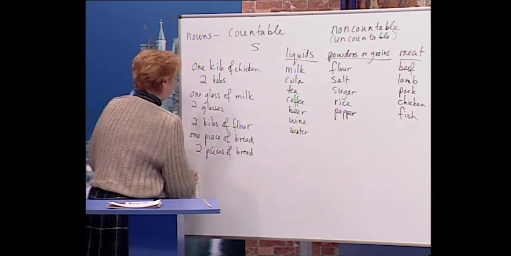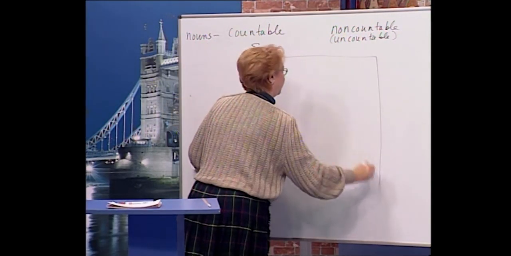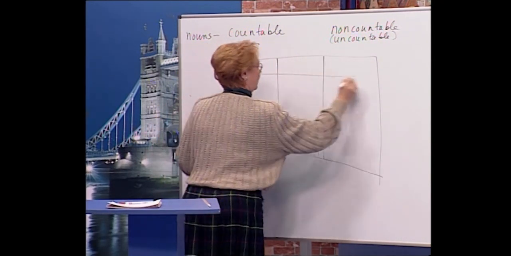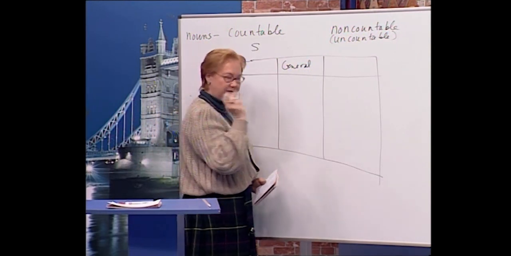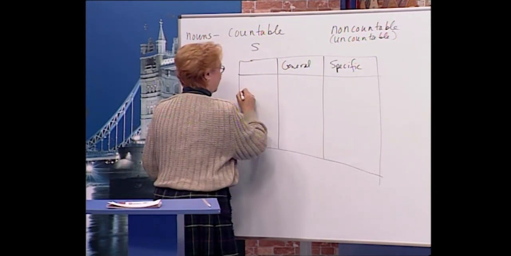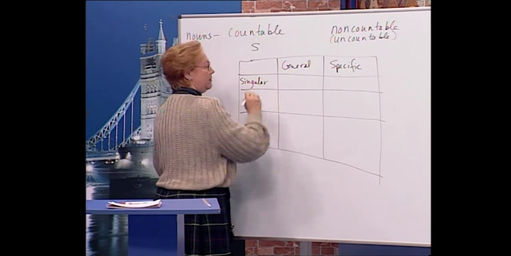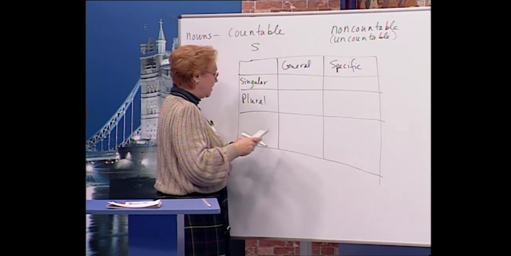Now, I want to talk about articles with these words. We saw articles before, and I'll show you this beautiful chart. Here we have general and specific. Across this way, we can have singular and plural. Remember, singular is one. Plural is many. Now, let's do these first.